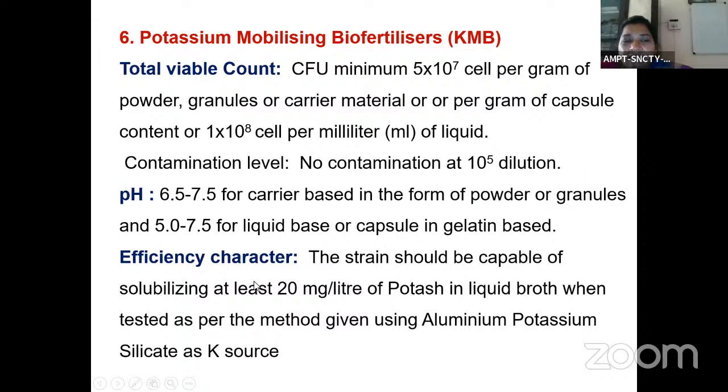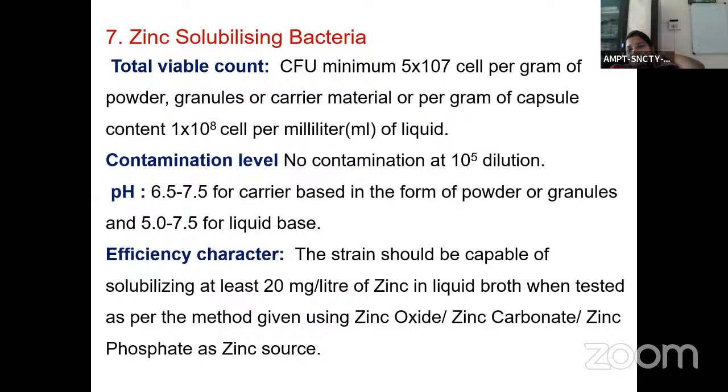It will differ in the efficiency character when we go for the potassium and zinc solubilizing bacteria. For potassium solubilizing or mobilizing biofertilizers, the strain should be capable of solubilizing at least 20 milligrams per liter of potassium in liquid broth when tested as per the method given, using aluminum potassium silicates as potassium sources. For zinc solubilizing bacteria, the population level should be 5 into 10 to the power of 7 cells. In liquid, it should be 1 into 10 to the power of 8 cells. No contaminants at 10 to the power of 5 dilution. The pH should be 6.5 to 7.5 for carrier based in the form of powders or granules. In liquid based, the pH should be less, 5 to 7.5. The efficiency character: the strain should be capable of solubilizing at least 20 milligrams per liter of zinc in liquid broth when tested as per the method given using zinc oxide or zinc carbonate or zinc phosphate as zinc sources.